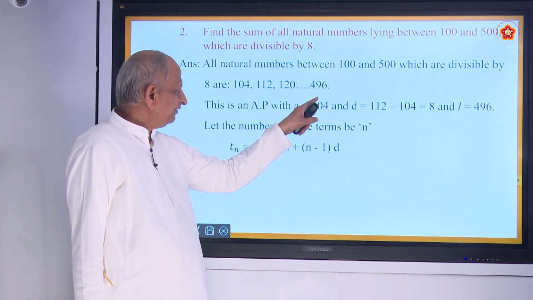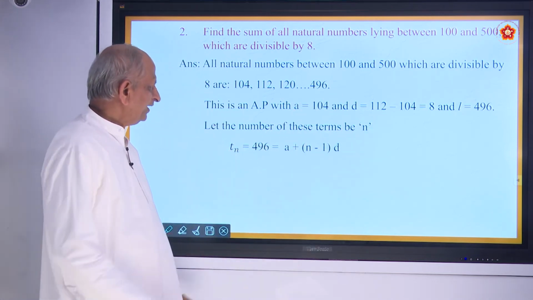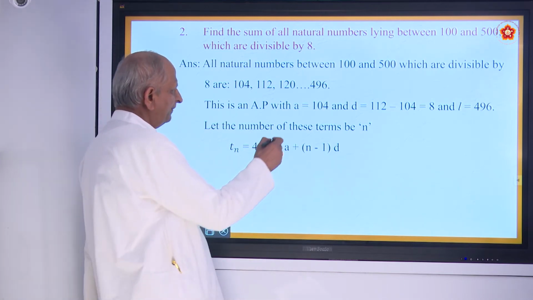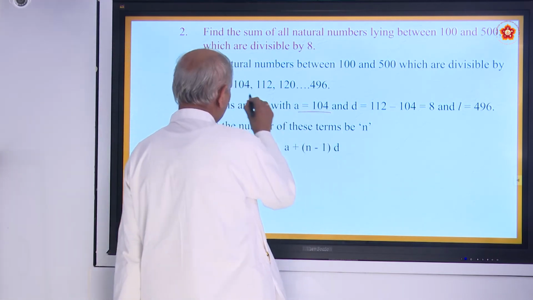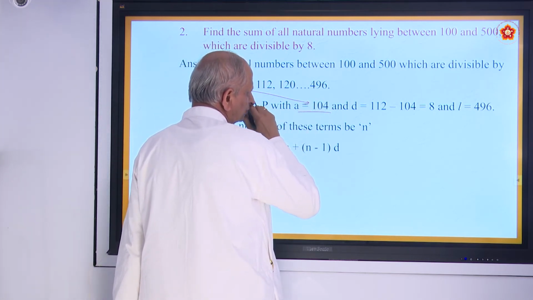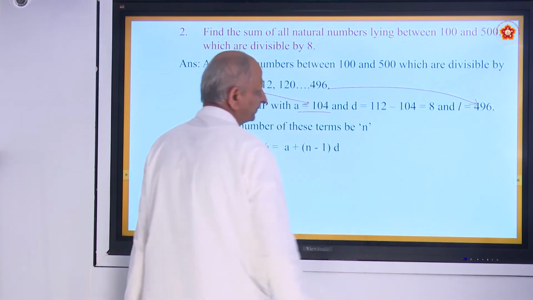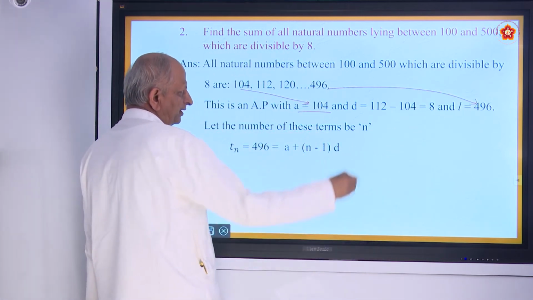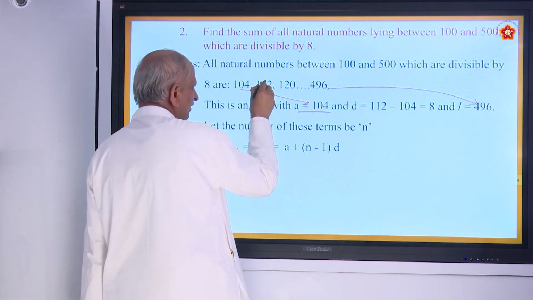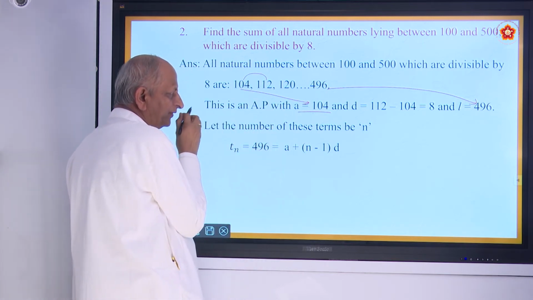So, the ending will be 496, that you have to take. So, A becomes 104, the first term, and the last term will be 496. L it is called. And how to get D? Second term minus first term. 112 minus 104 becomes 8.